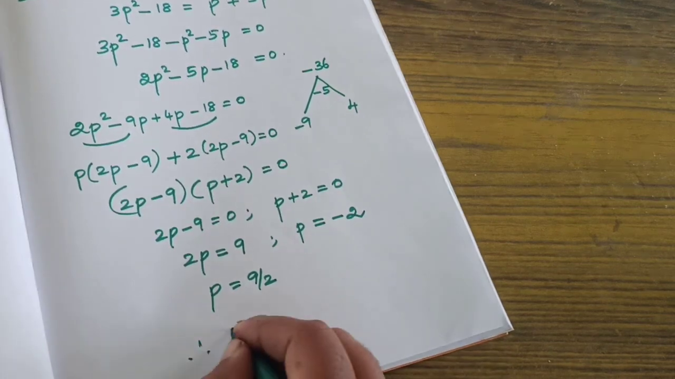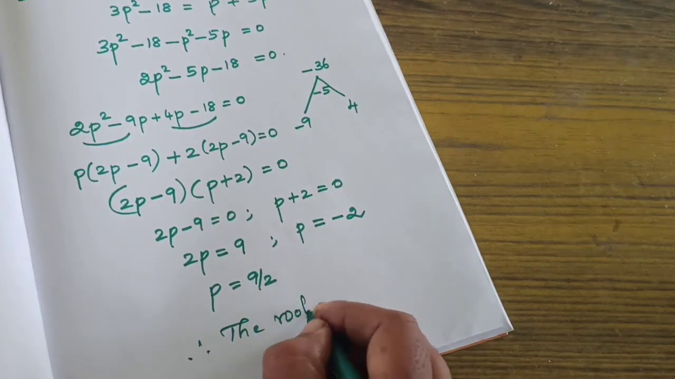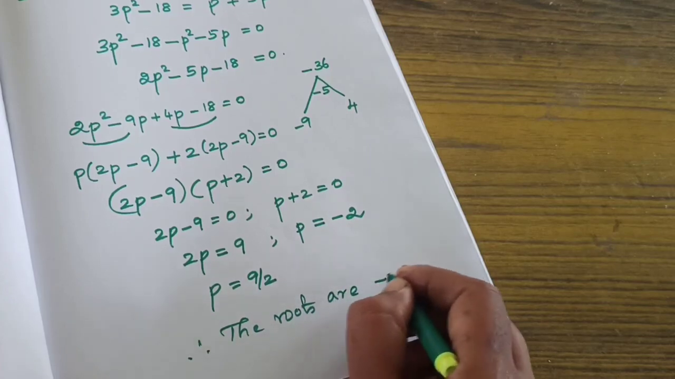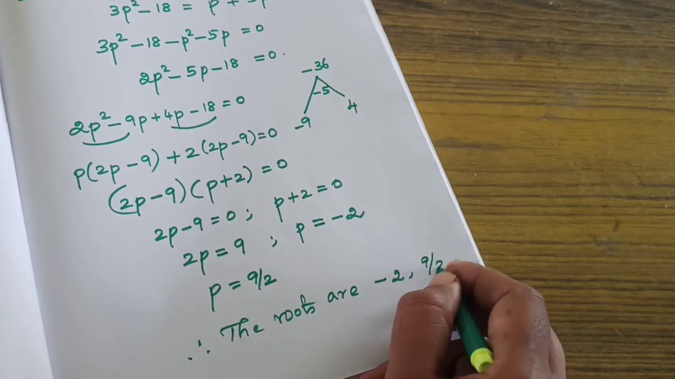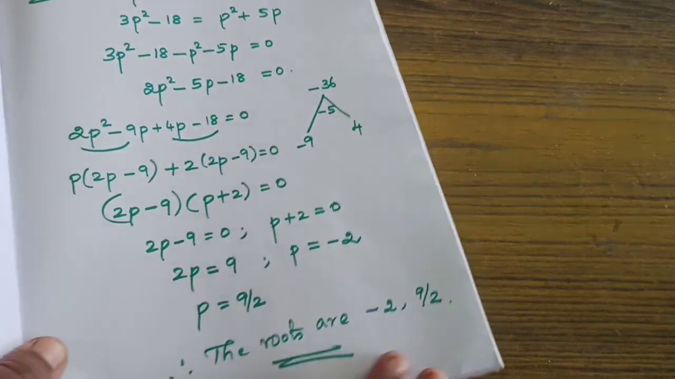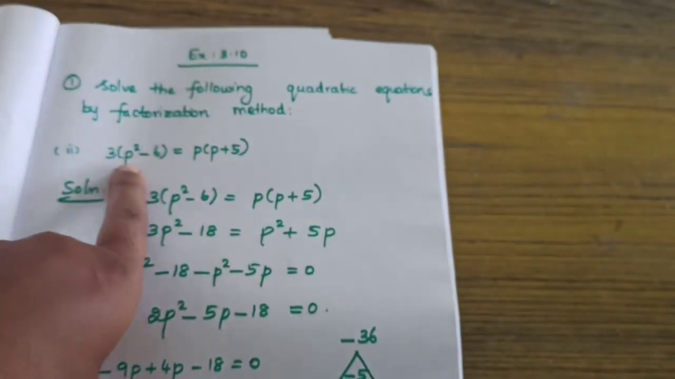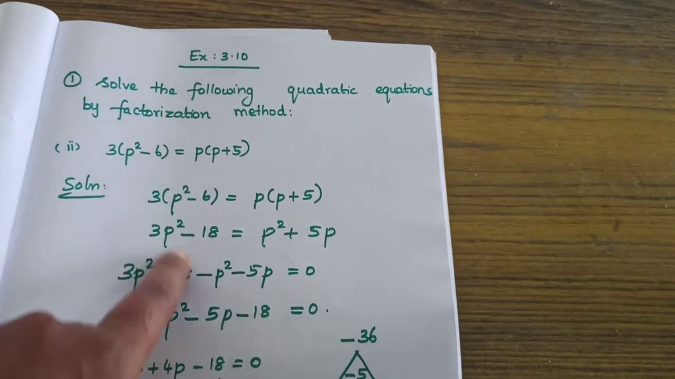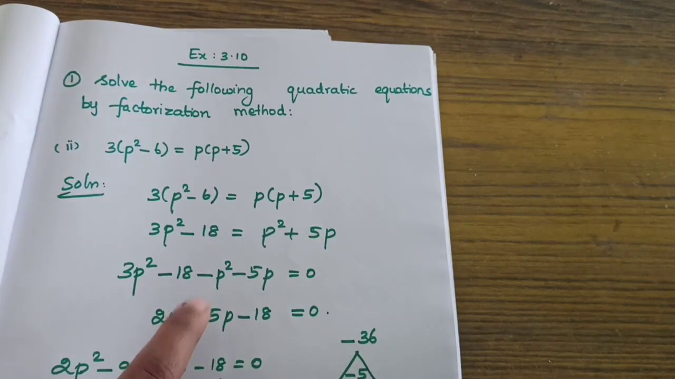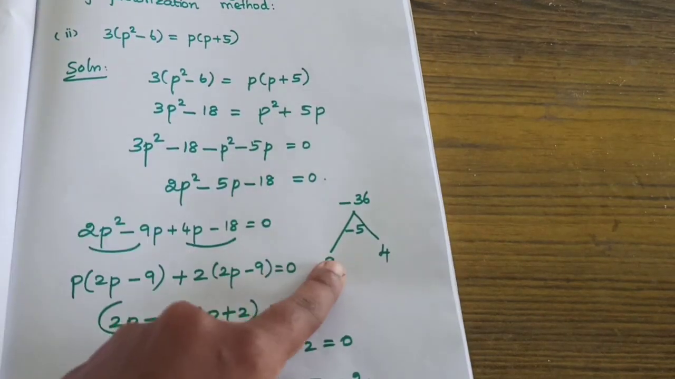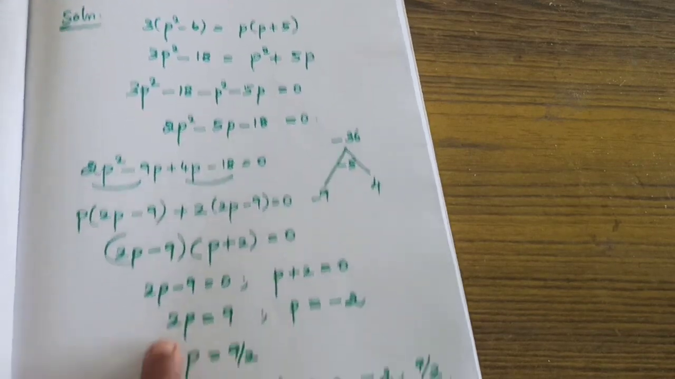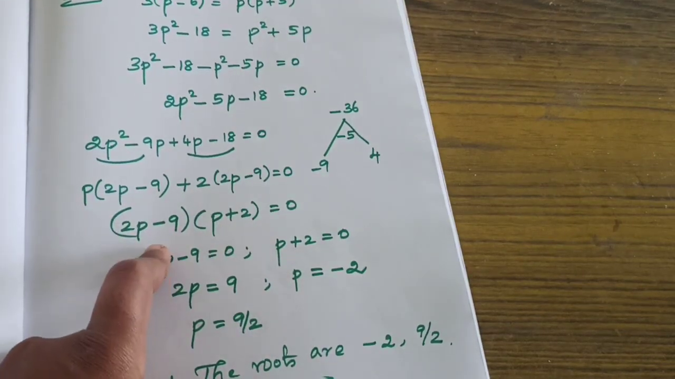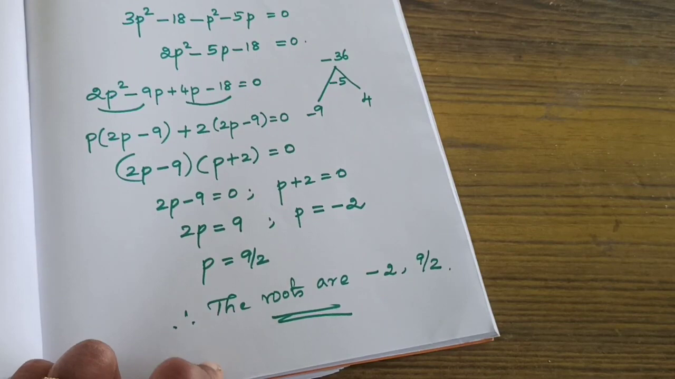So what is the answer? The roots are minus 2 comma 9 by 2. This is a very simple thing. First you need to check whether the given equation is in standard form. If it is not in the standard form, we need to convert it to the standard form. After changing into standard form, we need to factorize like this. Then 2 terms you need to combine and take the common thing outside. Then you will get the answer easily.